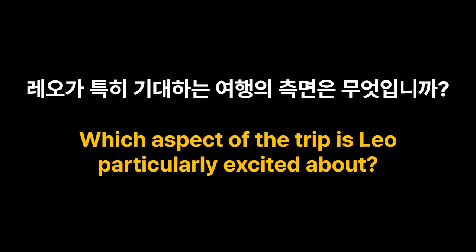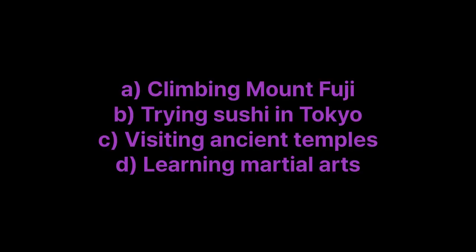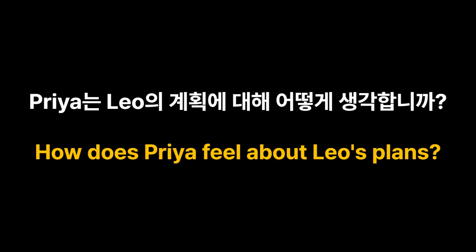Which aspect of the trip is Liu particularly excited about? A. Climbing Mount Fuji, B. Trying sushi in Tokyo, C. Visiting ancient temples, D. Learning martial arts. The answer is B.